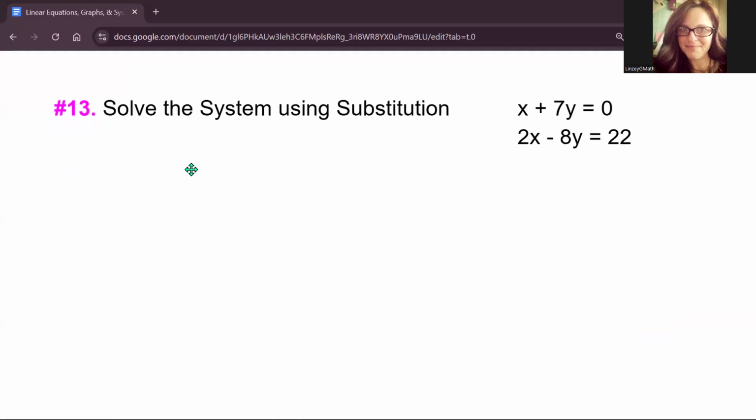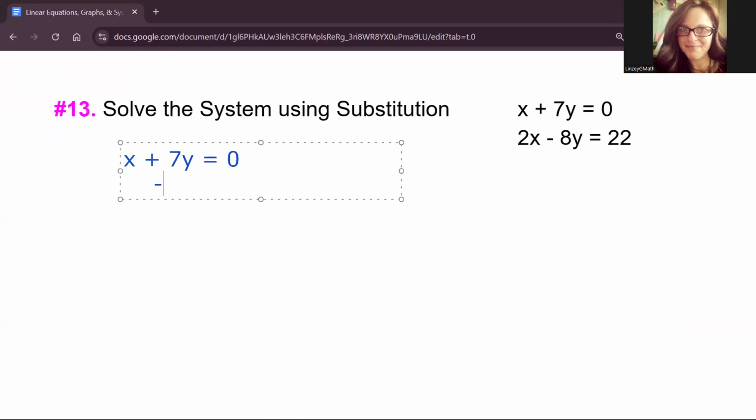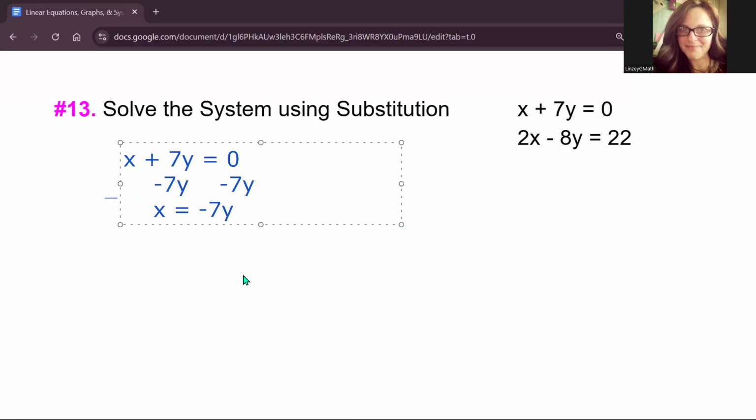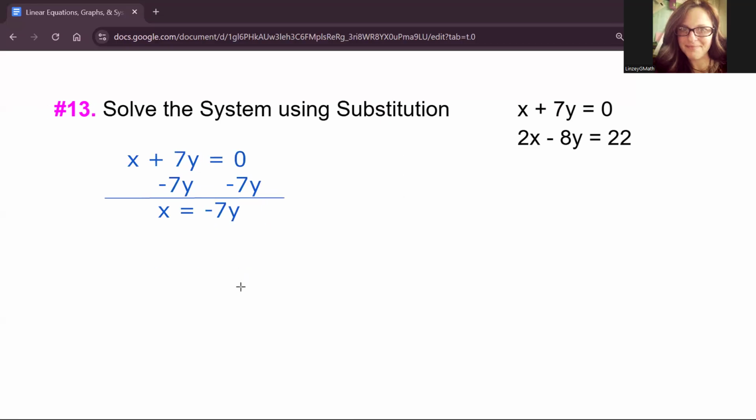And we'll solve a system using substitution. I see that in the top equation, we can easily solve for x. I can subtract 7y, bring it over to the other side of the equal sign, and I get x is equal to -7y. Now this is useful because we can now substitute -7y into the second equation for x.